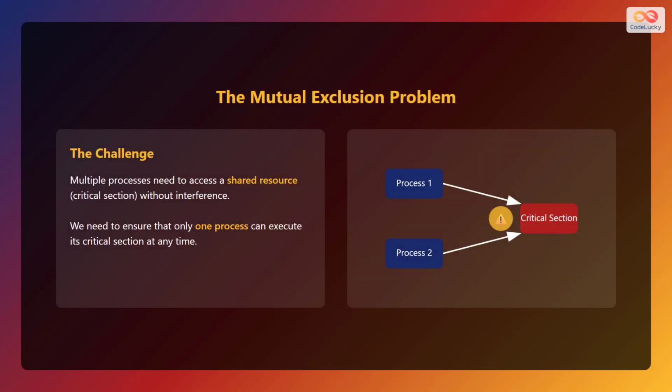The mutual exclusion problem arises when multiple processes need to access a shared resource, also known as a critical section, without interfering with each other. The challenge here is to ensure that only one process can execute its critical section at any given time, preventing data corruption and ensuring consistent results. Imagine two processes both trying to write to the same file at the same time. Without proper synchronization, the final result could be a mess. Peterson's solution provides a way to manage this situation.